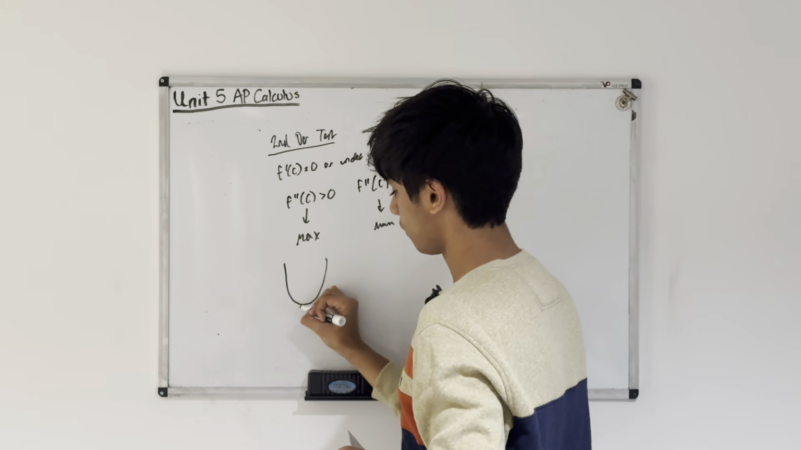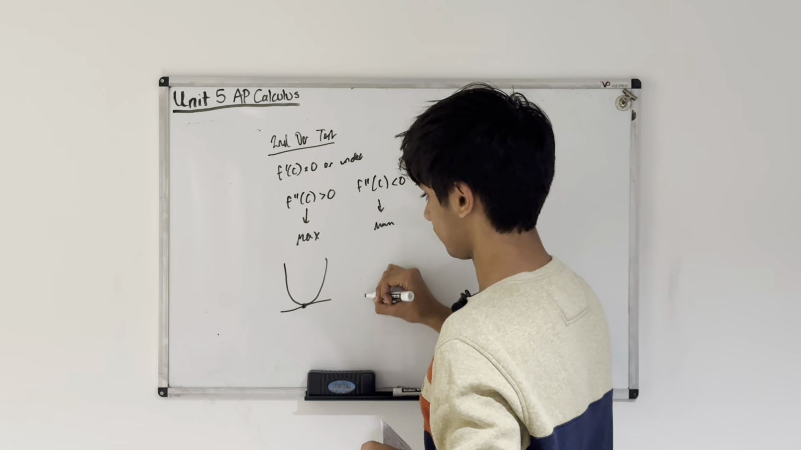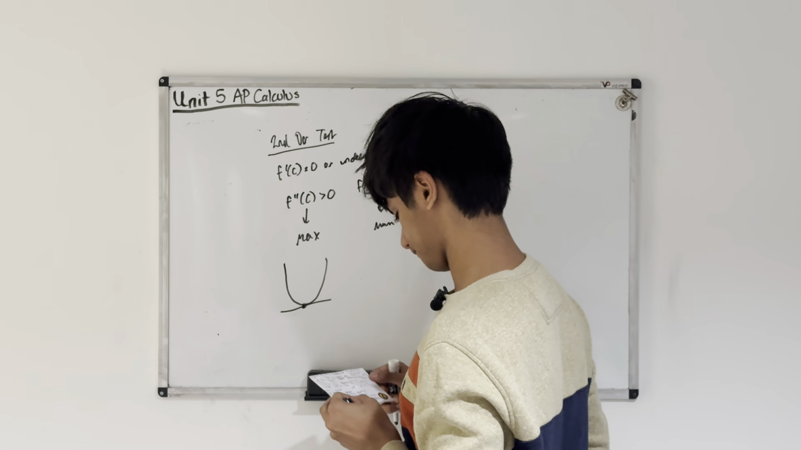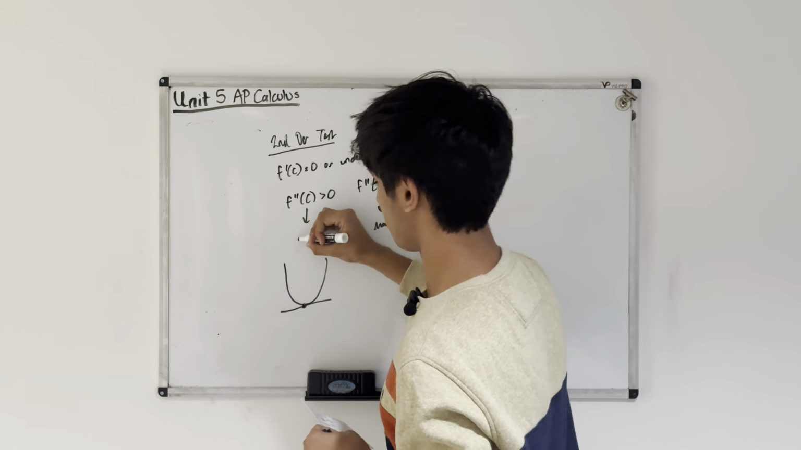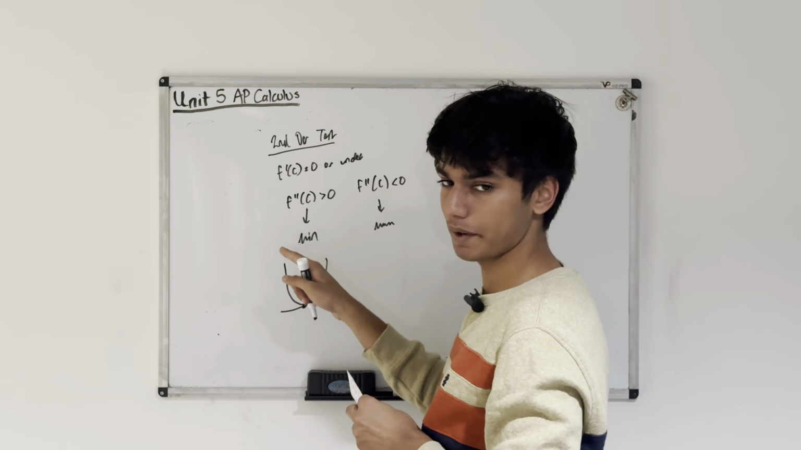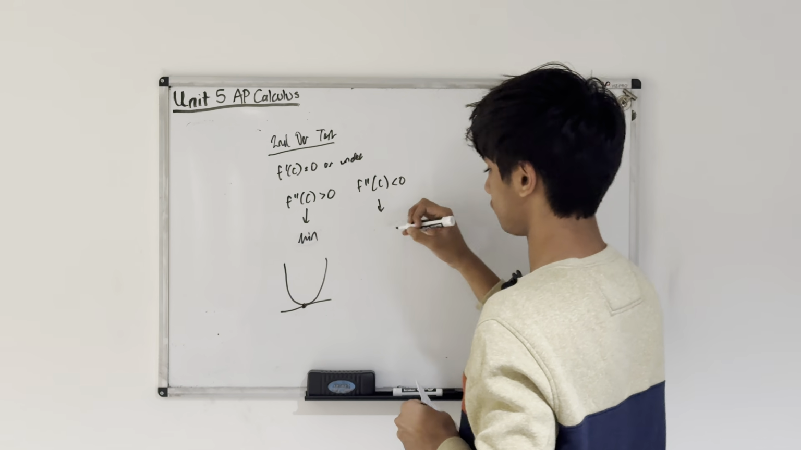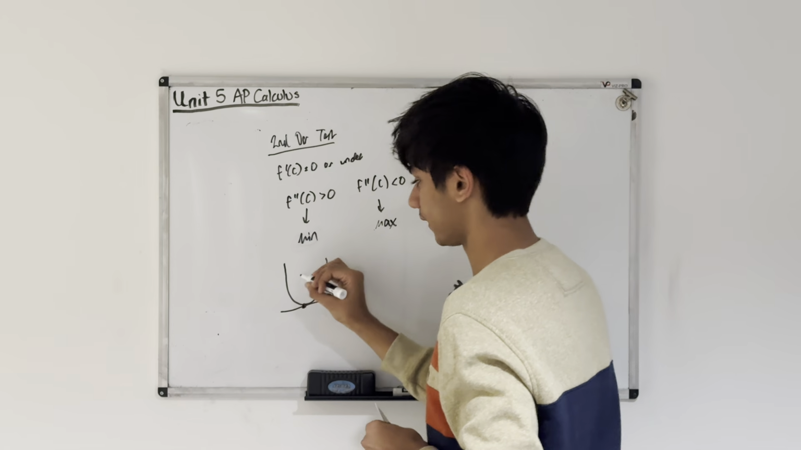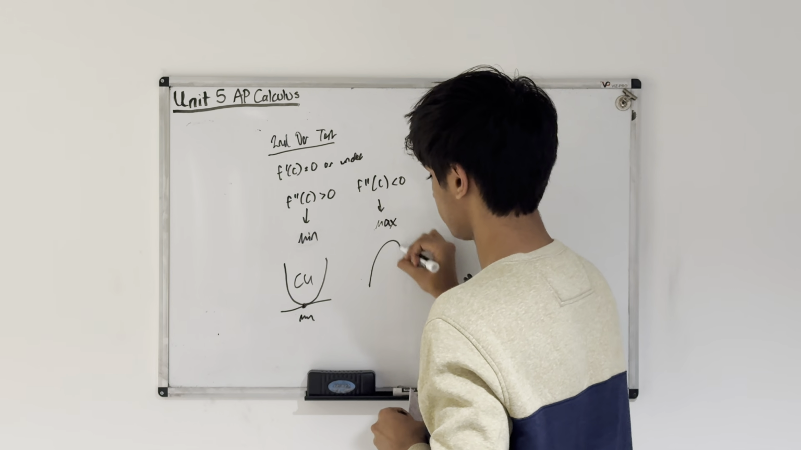A function that's concave up would look like this. That's a minimum. I got it flipped. If f double prime of c is greater than 0, it's a minimum, and if f double prime of c is less than 0, it's a maximum. Because again, concave up, like so, means it's a minimum, and then concave down, like so, means it's a maximum.